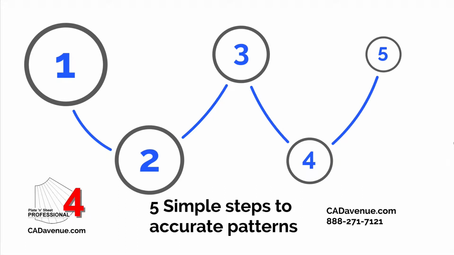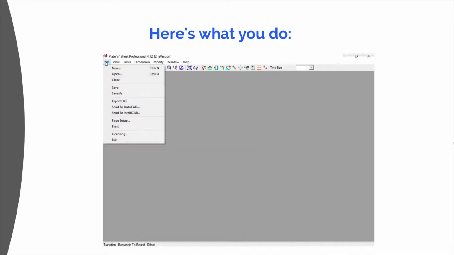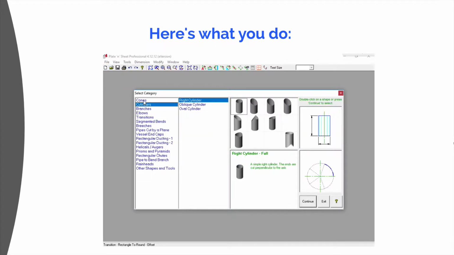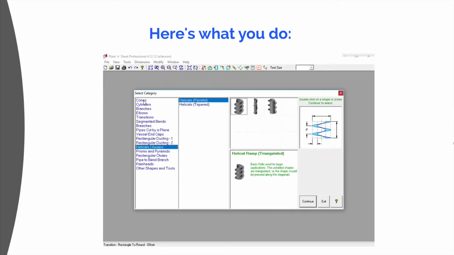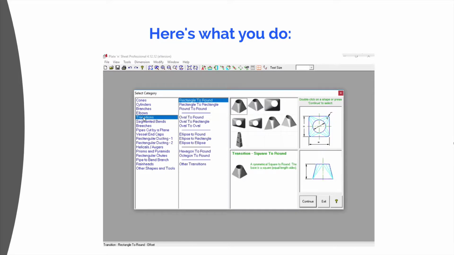Here are 5 simple steps to create accurate patterns using plane sheet. Select a shape from the category menu. Here you'll see multiple categories to choose from, and then choose the transition that you need and select continue.